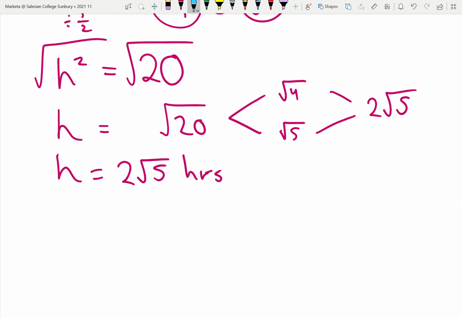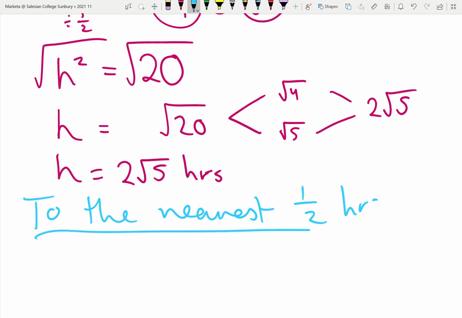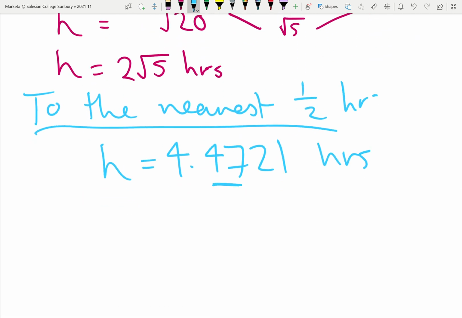So this is where you can put it into CAS. So, to the nearest half hour. And what you'll get when you put it into CAS is that h equals 4.4721 hours. And people don't really know what to do with this. They think, well, this is 47 minutes, so it must be 4 hours and 47 minutes. No, it's not 4 hours and 47 minutes, and therefore the nearest half hour would not be 5 hours. And this is the part, I think, where most people will go wrong.